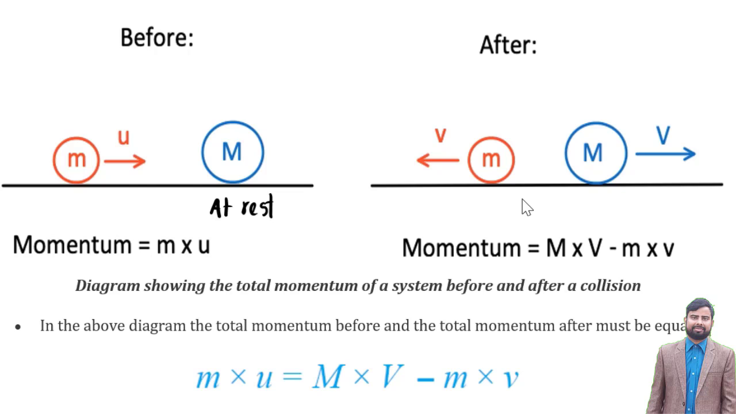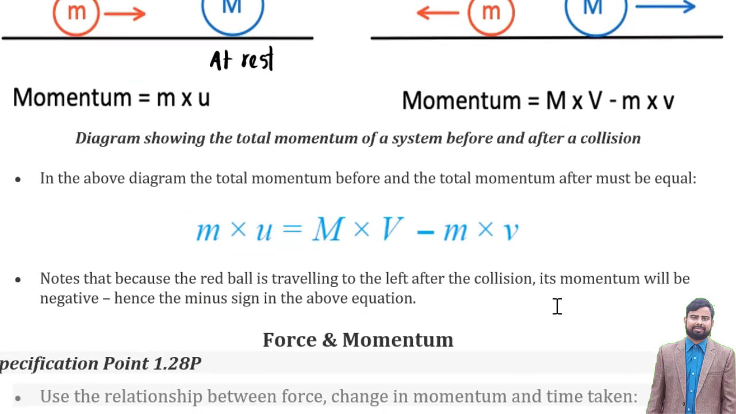So in this case, remember, because the red ball is traveling to the left after the collision, its momentum will be negative. Hence the minus sign in the above equation. So remember this thing: this minus sign after collision comes because it moves in the left direction after collision.